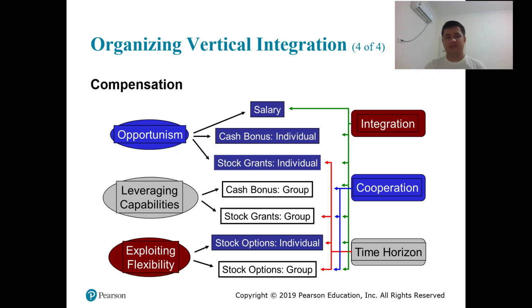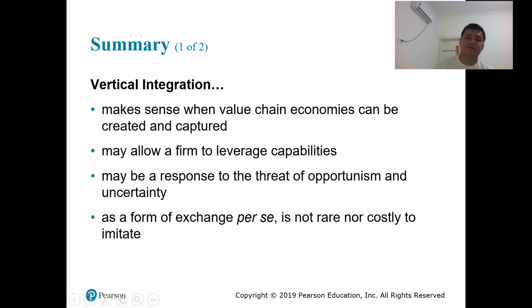Here you can see the compensation: opportunism, leveraging capabilities, exploiting flexibility. Opportunism: salary, cash bonus individual, stock grants individual. Leveraging capabilities: cash bonus group, stock grant group. Exploiting flexibility: stock options individual and stock options group. So here you can see the time horizon, cooperation, and integration. That's going to be easy for you.